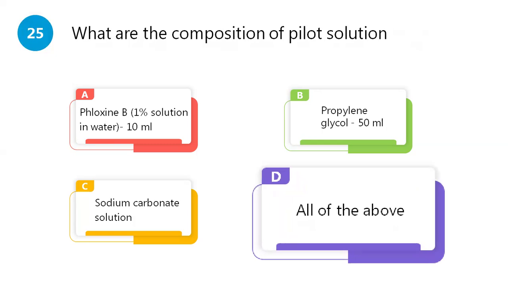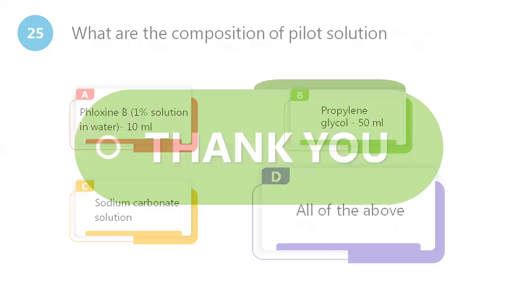As I told you, Pilot solution is used for absolute eosinophil count. The blood is diluted 10 times in a WBC pipette using Pilot's diluting fluid. This fluid lyses the RBCs and the leukocytes except eosinophils. That is the purpose of the Pilot solution, and it helps to check the absolute eosinophil count. Thank you.